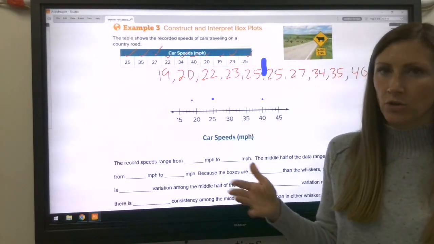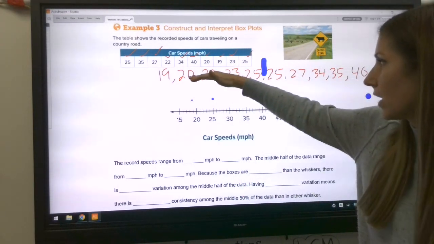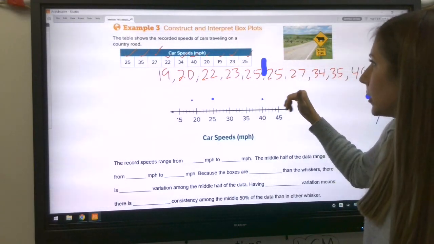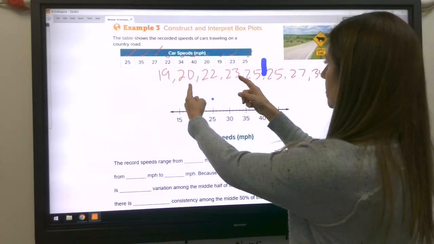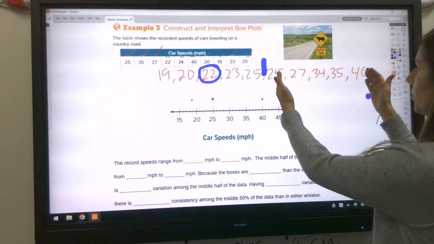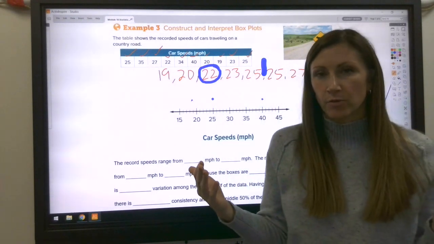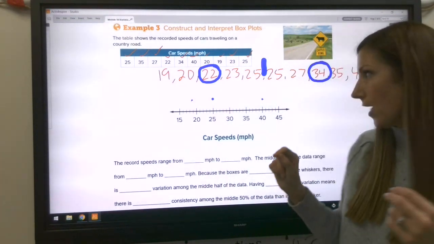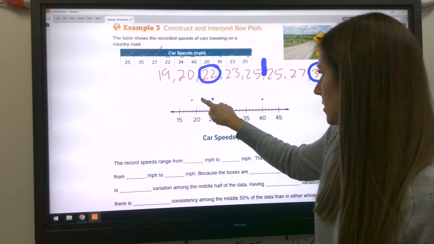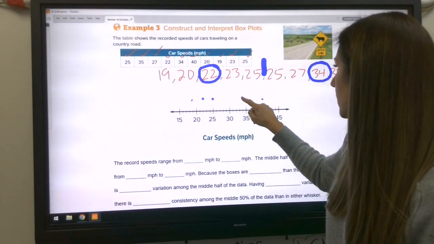Now we need to find our quartile 1 and quartile 3. So that's where you really still need to have this all listed out. So for the lower, we have a 21. For the upper, we have a 34. So now we have our ends of our boxes, but we still put a dot there. So 22, it's going to be right here. And we have 34 right here.